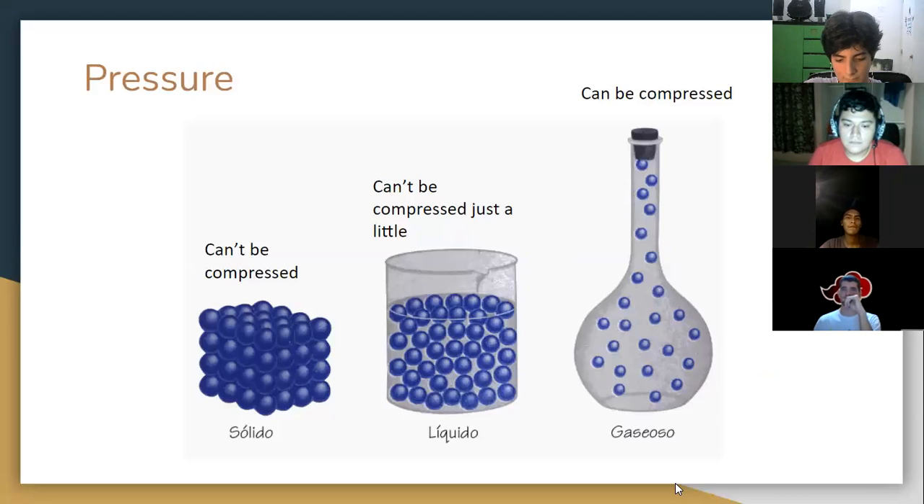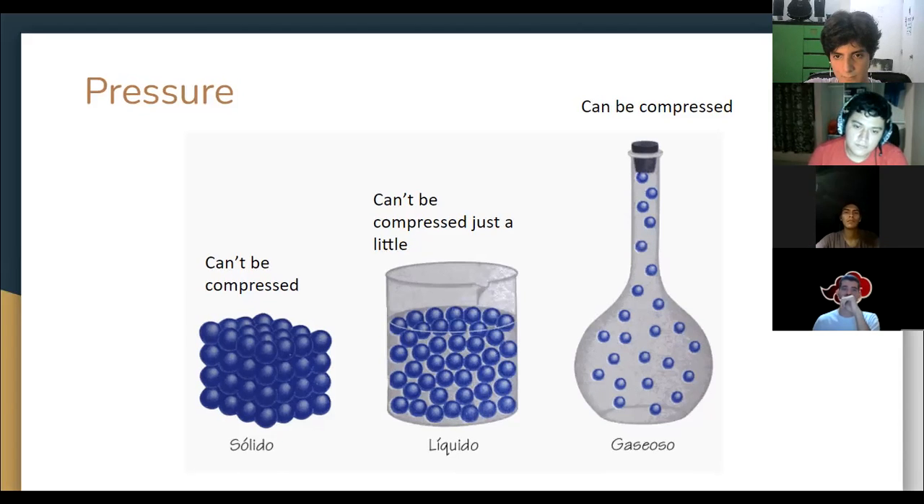Pressure. Pressure is a magnitude defined as the derivative of the force with respect to the area. When the applied force is normal and uniformly distributed over a surface, the pressure magnitude is obtained by dividing the applied force by the corresponding area. The formula is P equals F over A, where P is the pressure in pascals, F is the force in newtons, and A is the area in square meters.